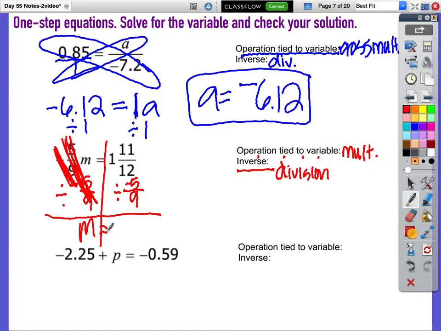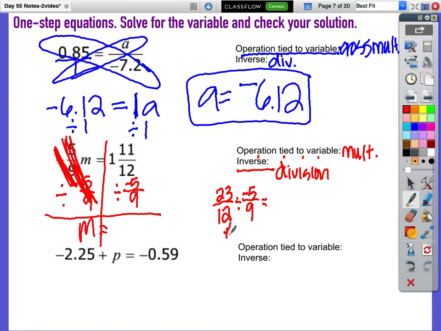Now, we need to just go over to the side and work this problem. So as a fraction, 1 11/12 is the same as 23/12. And we're dividing by negative 5/9.